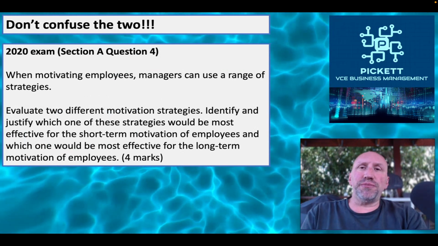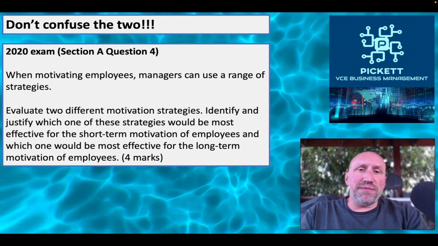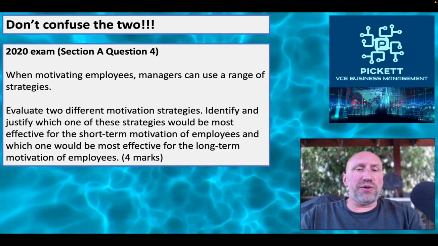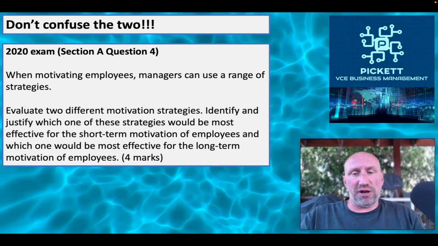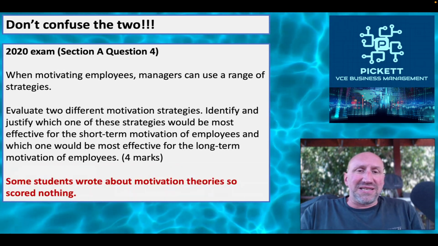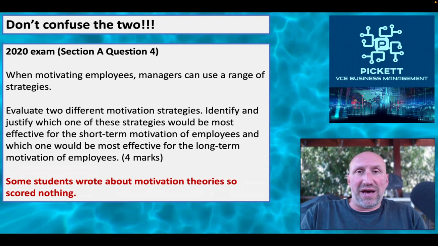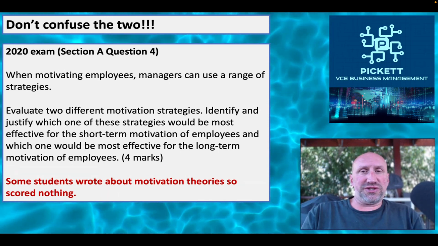This is really, really important. 2020 exam, Section A, Question 4, you can see the question there: evaluate 2 different motivation strategies. As it turns out, a lot of students wrote about motivation theories. And if you do that in one of these questions, you're going to score 0.